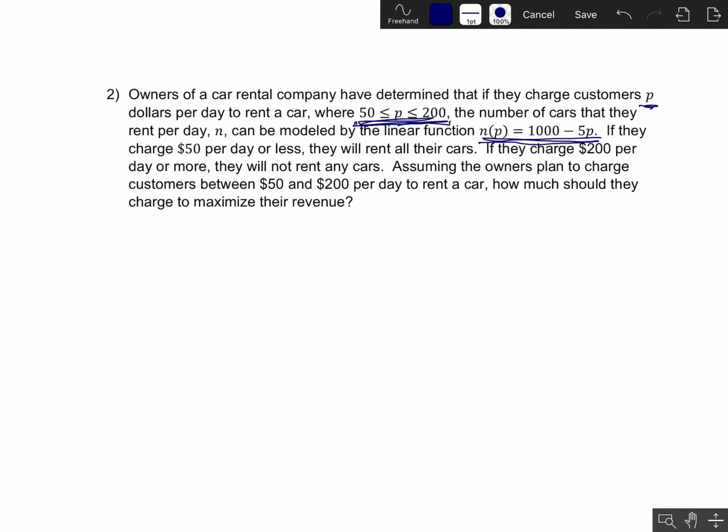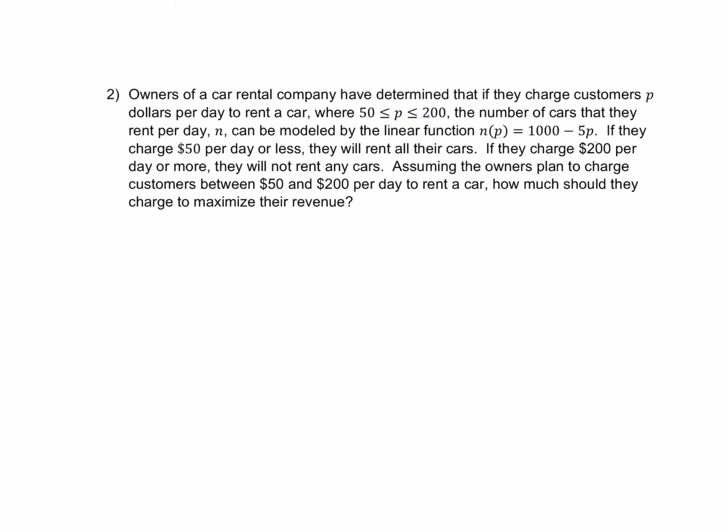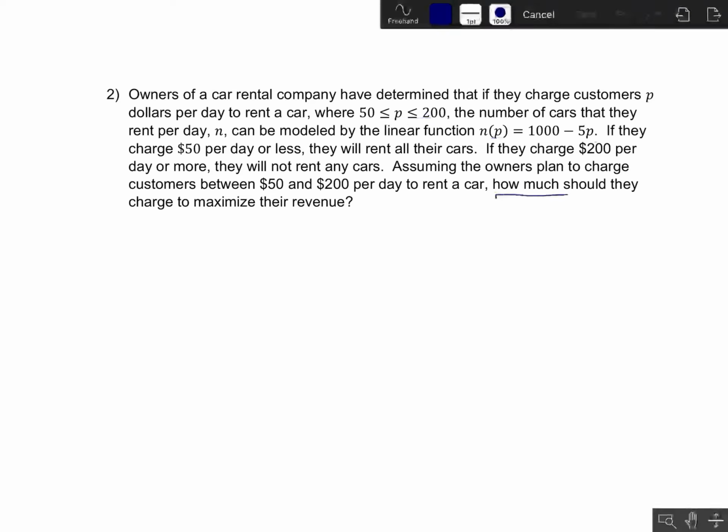And now, assuming that the owners plan to charge an amount between these two boundary amounts, how much should they charge to maximize their revenue? So it's usually a good idea in these optimization problems to start by just identifying what it is that you're trying to find. In this case, that's how much they should charge. So we're trying to find P in order to maximize their revenue. So P is the thing that we're trying to find, and we're trying to maximize R, the revenue.